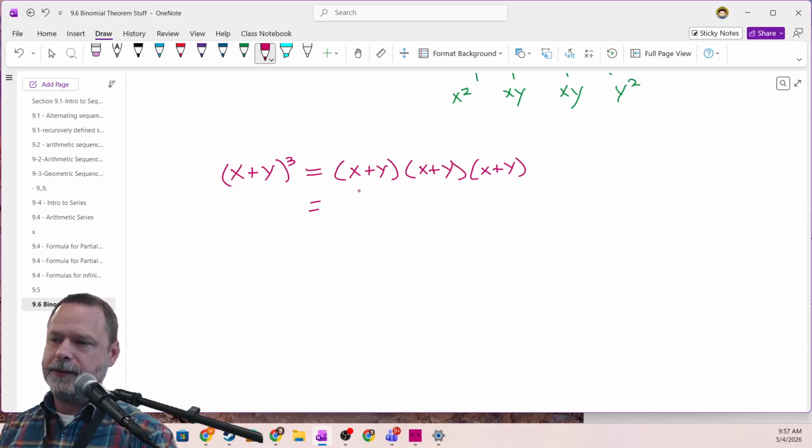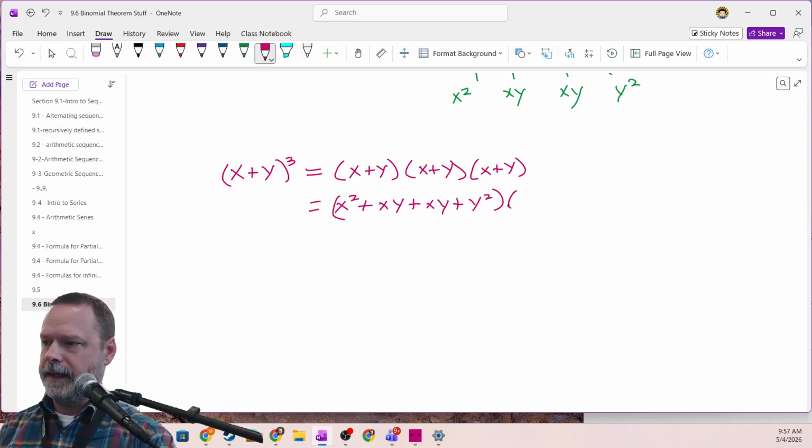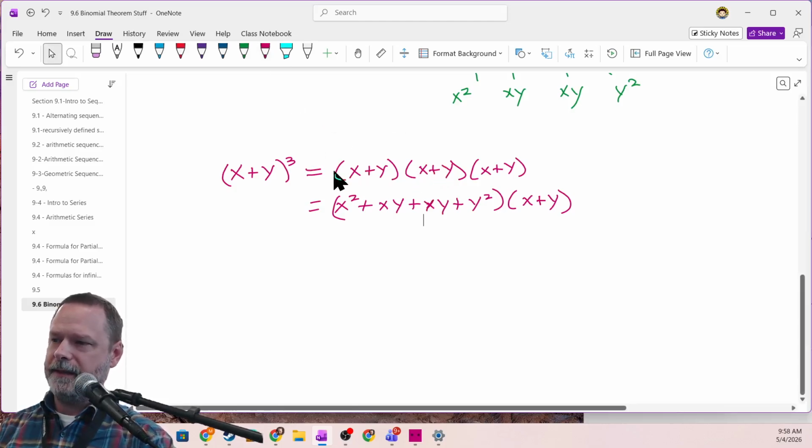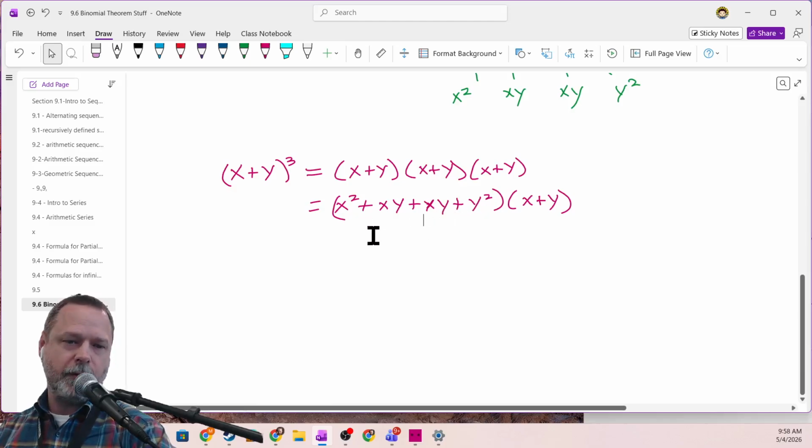We could multiply the first two out, and we get x squared plus xy plus xy plus y squared. And then we'd have our x plus y. And I'm leaving those xy's as their own terms, because we already saw that. You have two choices for the first decision, two for the second. We got four possible outcomes, right? But two of them are really the same. There's two ways to get one x and one y. Multiplying those first two binomials out.